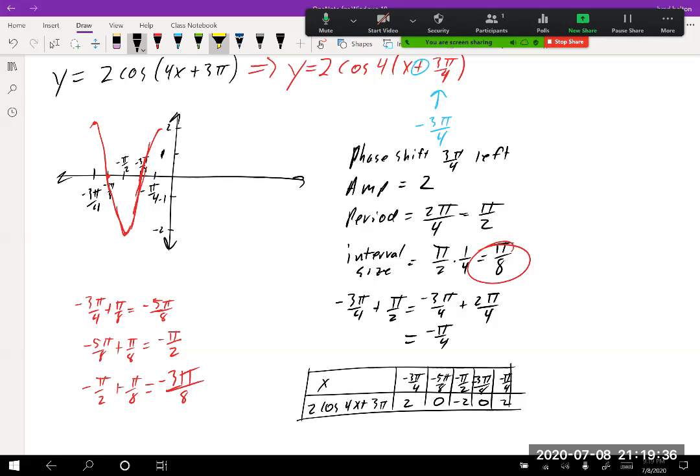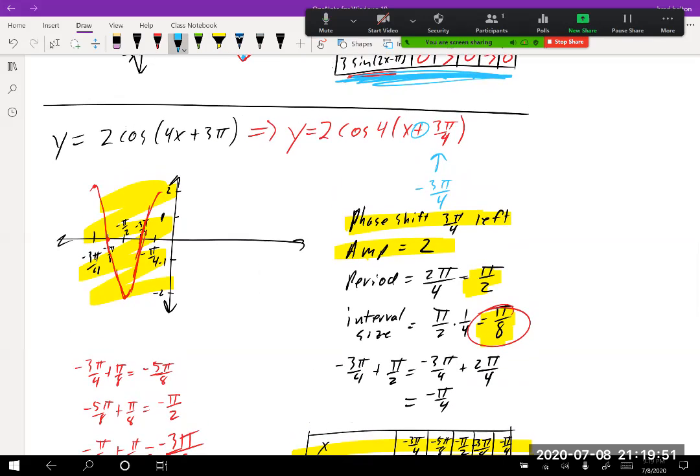And notice I answered everything. I got a phase shift, I got my amplitude, I got my period, I got my interval size, I got my 5, and I got my graph, right? So you can do a lot with the phase shift. You still have to know a lot of information, but the key to the phase shift is omega. You got to factor this out. That's the number one mistake I see people make. You must factor out omega.